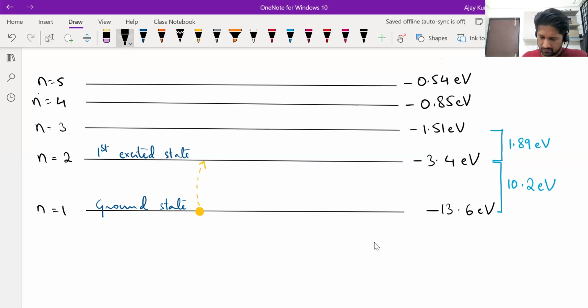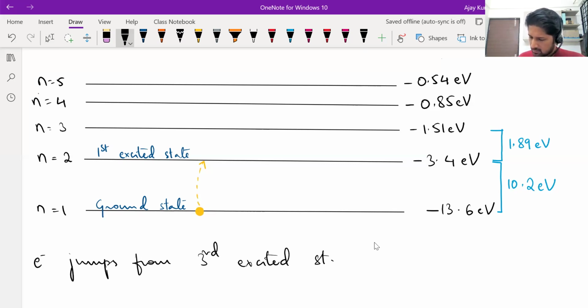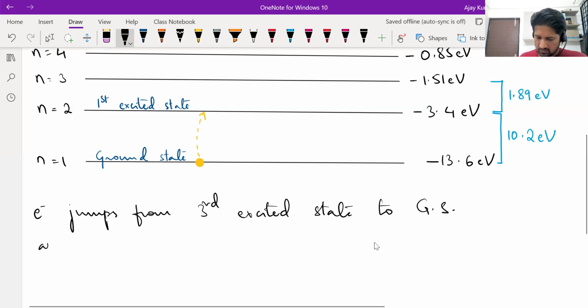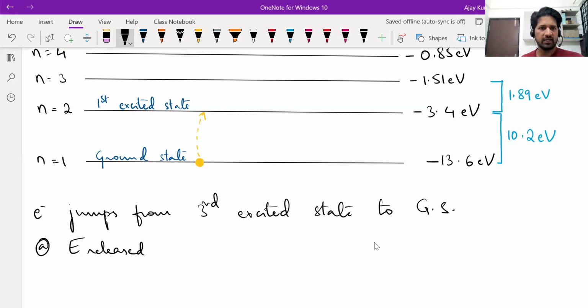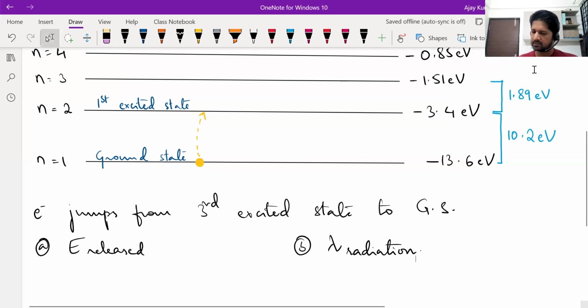Suppose an electron jumps from the third excited state to the ground state. First, calculate the energy released. And you know this energy will be released in the form of radiation, in the form of a photon. Calculate the wavelength of radiation released. Solve this quickly. Third excited state to ground state. Find out the energy released and the wavelength of radiation that is emitted.